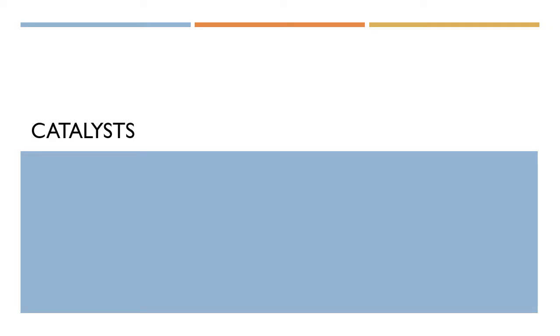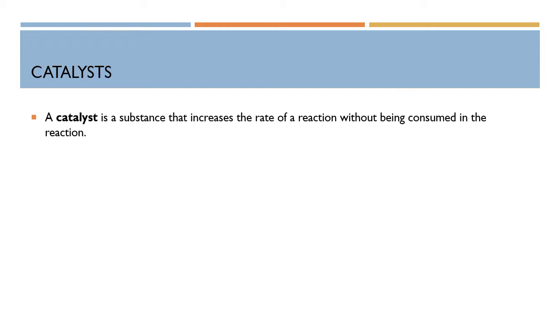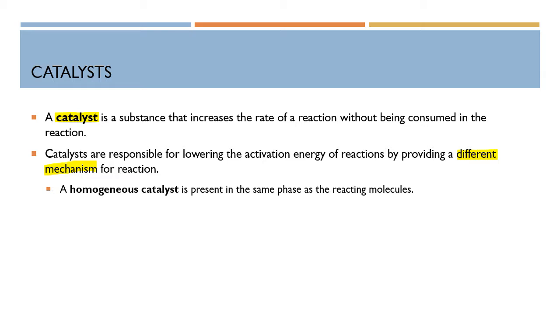Once you understand reaction mechanisms, it becomes a lot easier to understand catalysts at a deeper level. A catalyst is just a substance that increases the rate of a reaction without actually being consumed in the reaction. So we're going to look at how catalysts are involved in the mechanism of a reaction, because really what they do is they change the mechanism. They're responsible for lowering the activation energy of a reaction by providing a different path or a different mechanism for that reaction. And remember, a lower activation energy will result in a faster reaction.